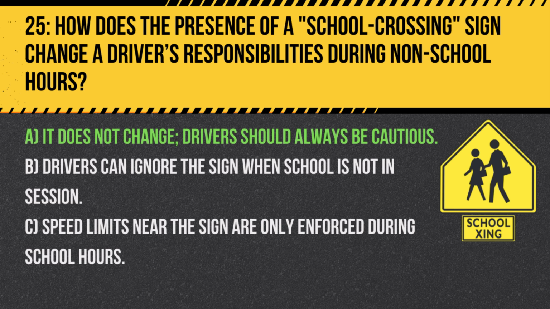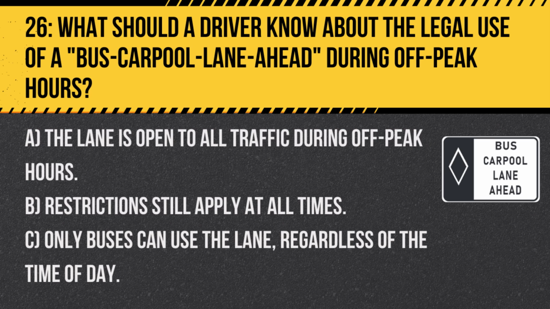Answer: A. It does not change. Drivers should always be cautious. School crossings can be unpredictable areas with children present at any time. Question 26. What should a driver know about the legal use of a bus carpool lane ahead during off-peak hours?